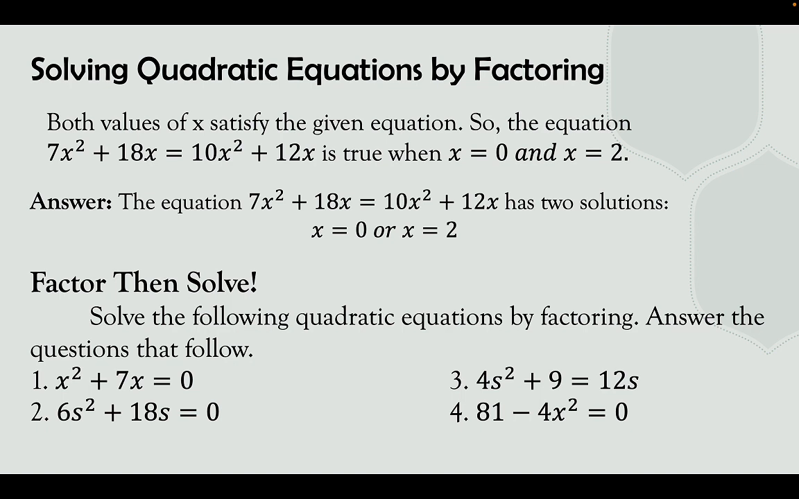Now, if you are my student, this will be your assignment, and you need to submit this in the next meeting. Solve the following quadratic equations by factoring and answer the question that follows. Number 1, x squared plus 7x equals 0. Number 2, 6x squared plus 18x equals 0. Number 3, 4x squared plus 9 equals 12x. And number 4, 81 minus 4x squared equals 0. So all you need to do is follow the steps in our previous examples from 1 to 4, and then submit this in the next meeting.